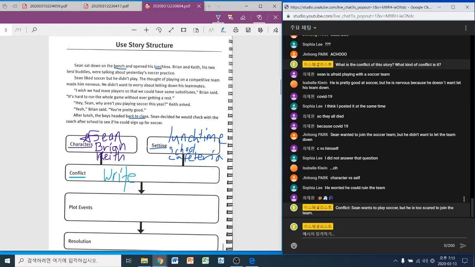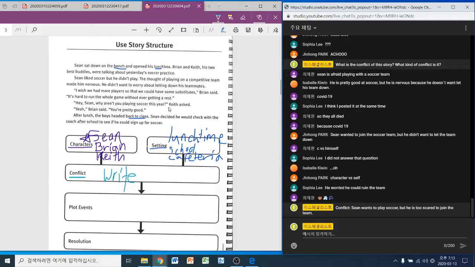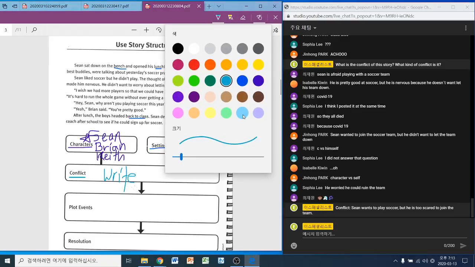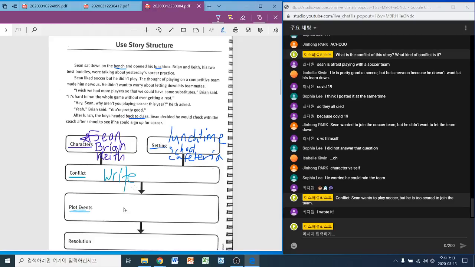Sunjae, this is English class, not emoji class. Okay, so we're going to type in English, not type in emojis. Okay, alright, so write down the conflict and then we're going to continue with the plot events. So what happens here after the conflict? I'm going to switch to my last color here. Sky blue. That was pretty similar to the last one.